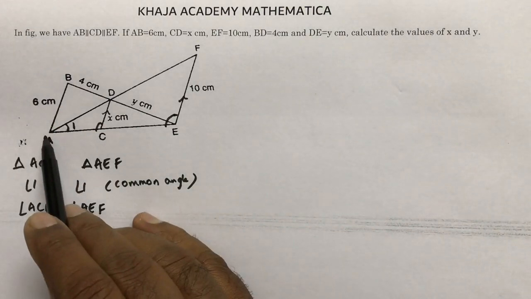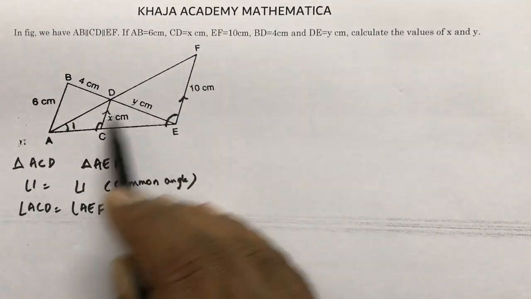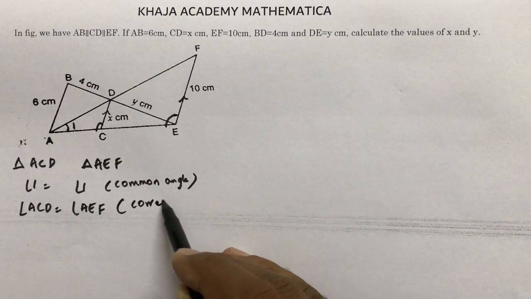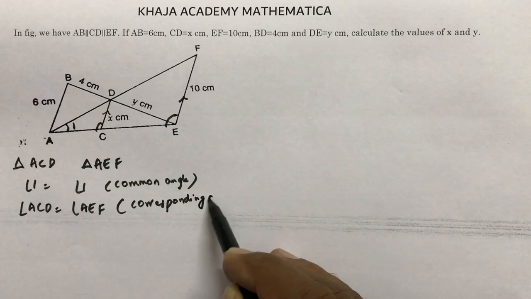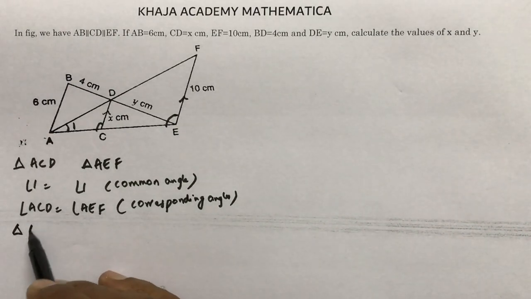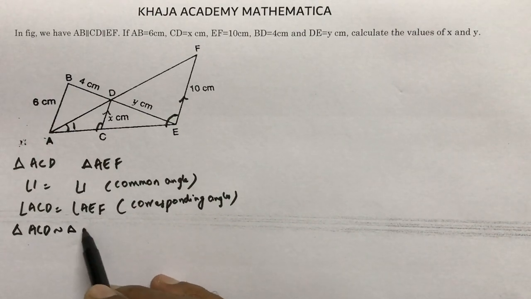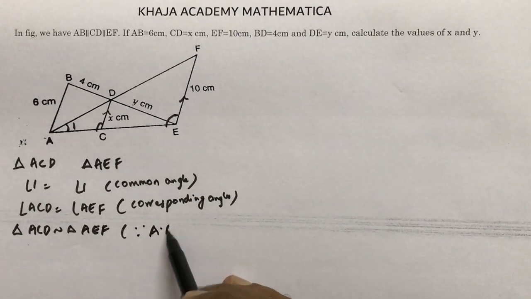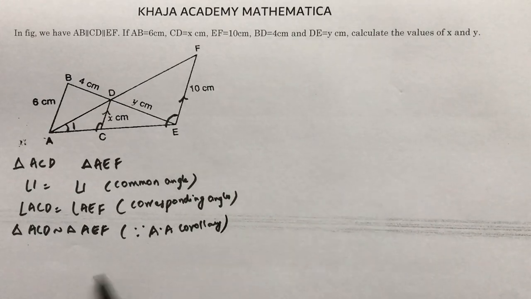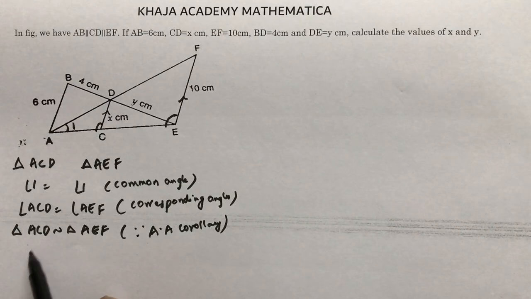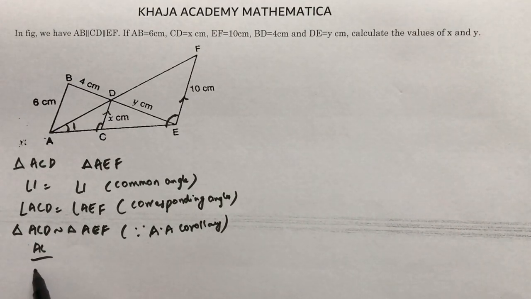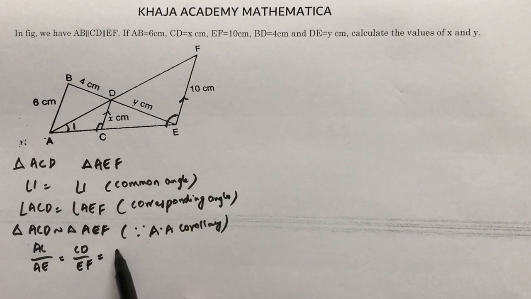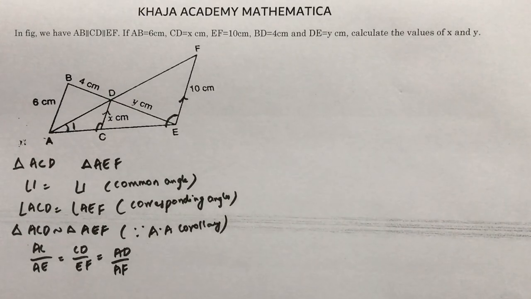Now see, if you name the triangles in this way, like ACD and AEF, those will be the corresponding angles. ACD will be equal to AEF. Reason is corresponding angles. So in these two triangles, I got two angles. So triangle ACD is similar to triangle AEF by the angle-angle corollary. So if I write the sides proportional, AC by AE, CD by EF is equal to AD by AF.